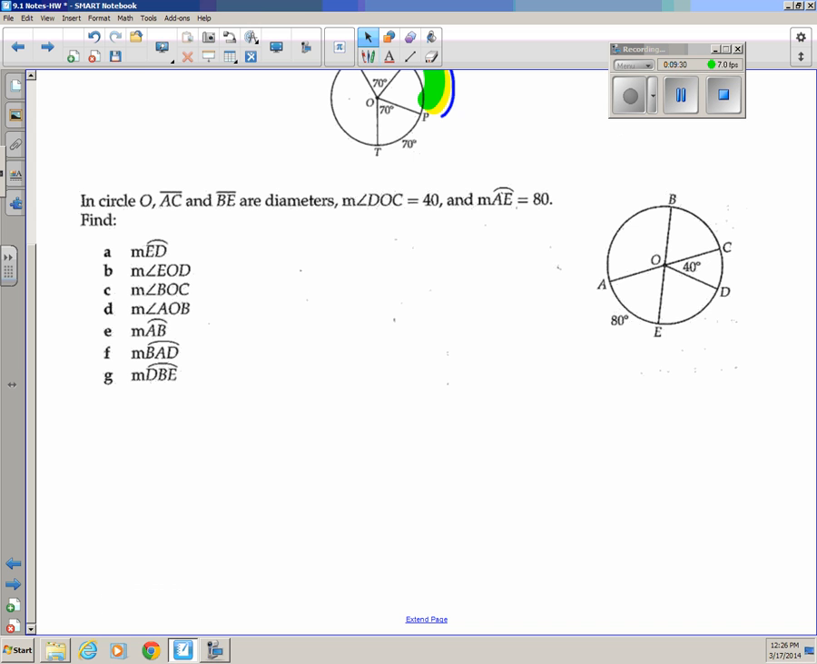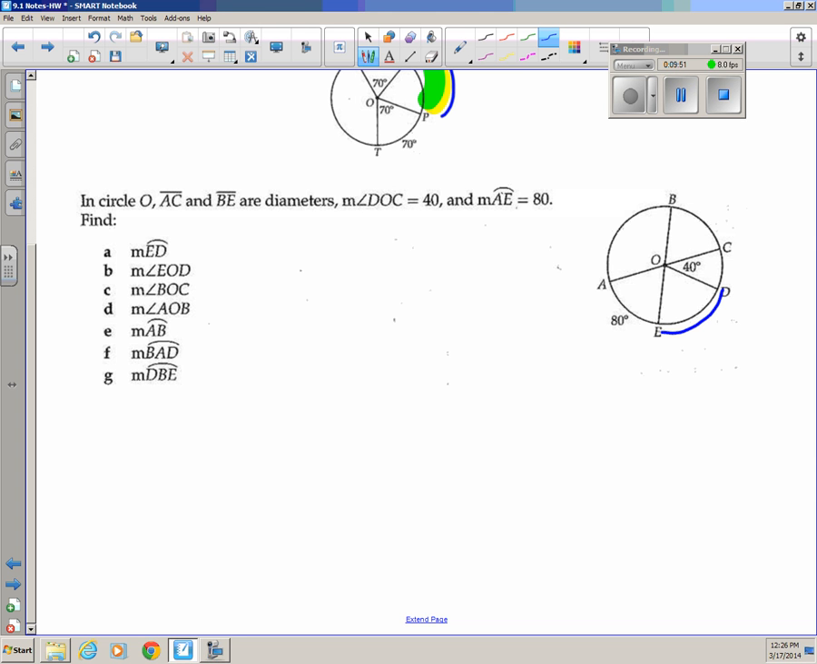The final thing we'll end up with is being able to do some of the math. You have circle O, which means the center is O. You've got line segment AC and line segment BE. Those chords are diameters. The measure of angle DOC is 40, and the measure of arc AE is 80. We want to find all these other things. Well, arc ED is this one right here.